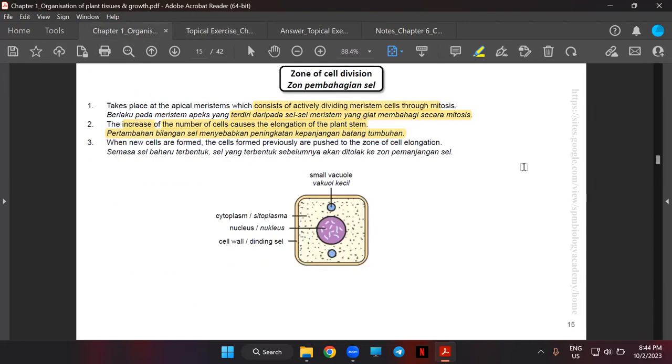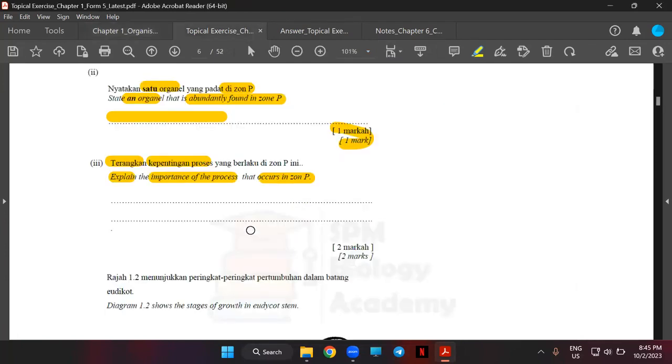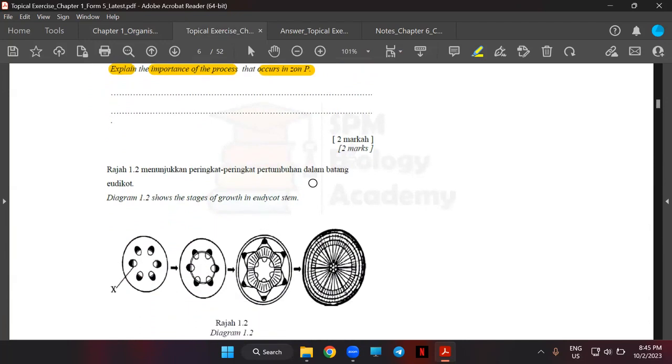Okay, dah tulis jawapan tu? Done, sir. Anyone still writing? Okay, tak ada saya rasa. Kalau ada, tolong bagi tahu so I can wait for a while, no problem. Okay, I think everybody has written down the answer. Okay, now next.